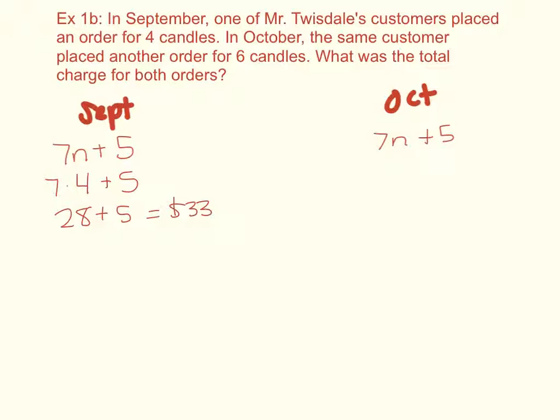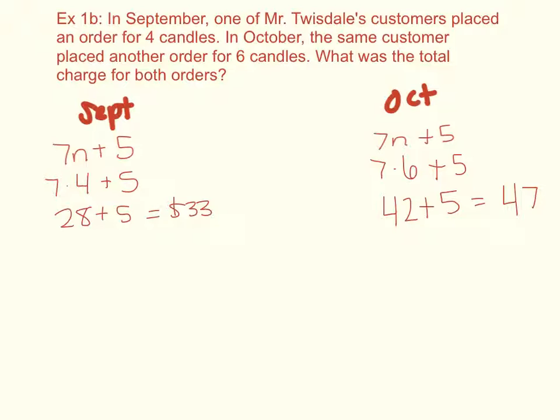In October, and remember, I got my 4 from the story problem. It told me how many they bought in September. In October, that customer bought 6 candles. I guess they really liked the candles that Mr. Twisdell can make. We have 6 candles, and they cost $7 each. So 7 times 6, and then plus $5 in shipping. 7 times 6, right here. Oh geez, I'm having a mind blank here. 42, there we go. It's late, sorry. Plus 5 equals $47.